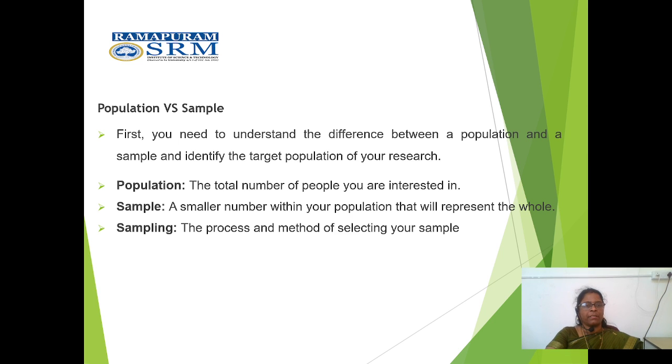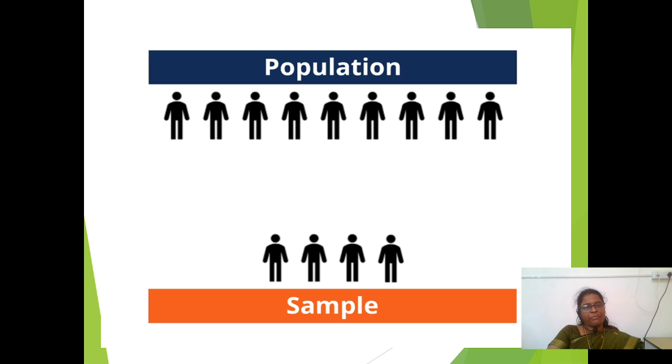Population versus sample. First, you need to understand the difference between a population and a sample and identify the target population of your research. What is population? The total number of people you are interested in. What is sample? A smaller number within your population that will represent the whole. Now, what is sampling? The process and method of selecting your sample. This is the picture for the difference between population and sample.